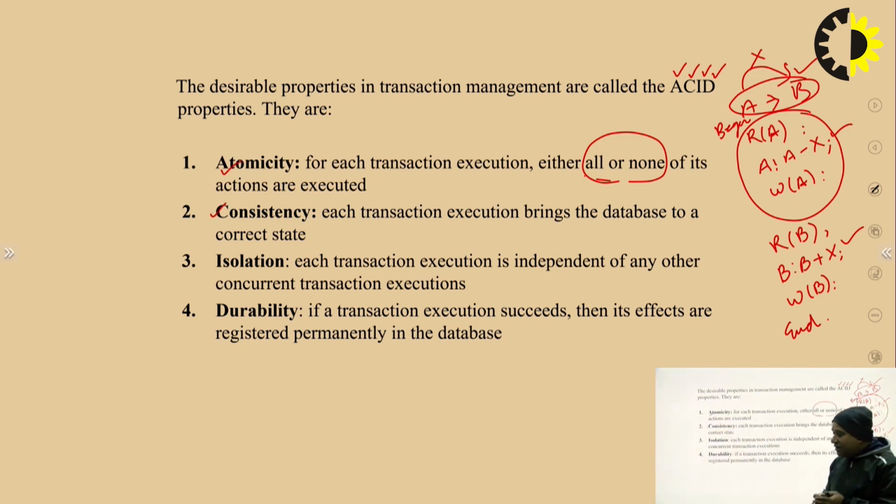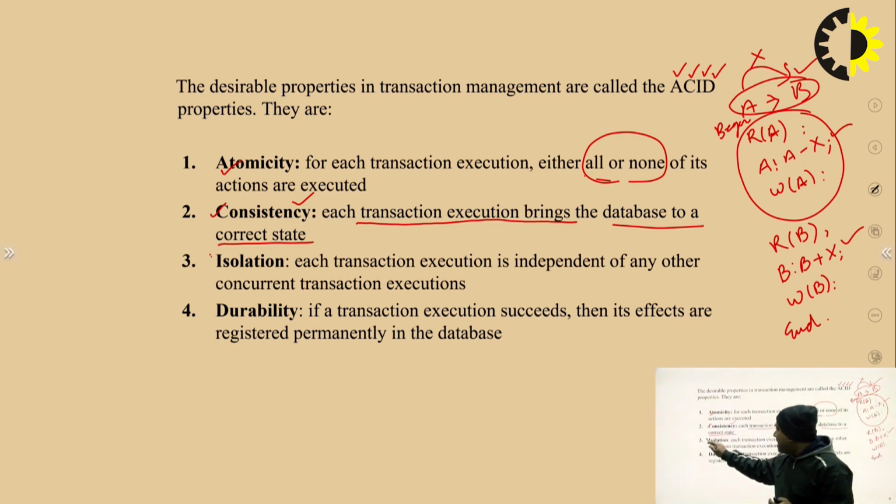Getting to the second point, what does it mean by consistency? We have already discussed that before the transaction and after the transaction, the database should move from one consistent state to another consistent state. That is basically the statement that each transaction execution brings the database to a correct state, that is, a consistent state. Consistency should not be compromised after the commitment of the transaction.